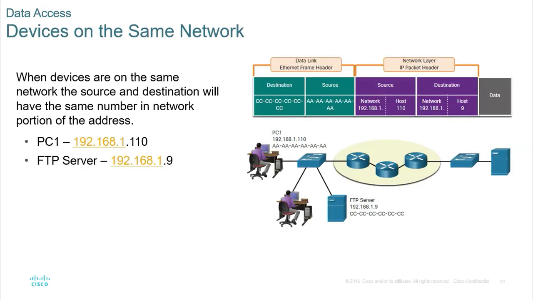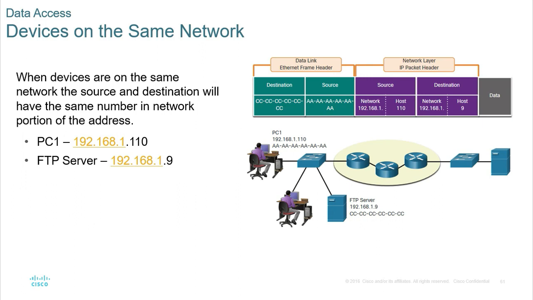Let's look at the usage of the addresses when a sender wants to send a packet to a receiver that is on the same network. Here we have an example. PC1 wants to send data to the FTP server. Let's assume that the IP address for PC1 is 192.168.1.110, while the FTP server is 192.168.1.9. This is a class C address with a subnet mask of /24.